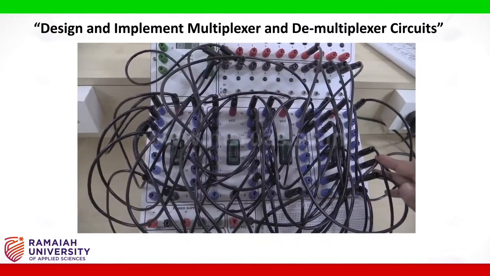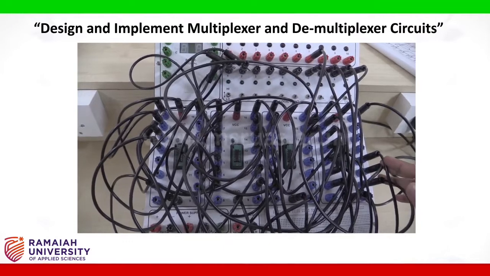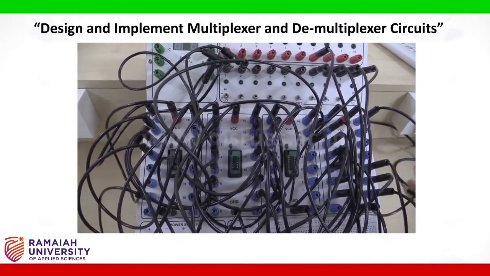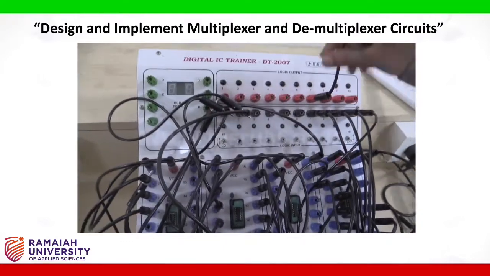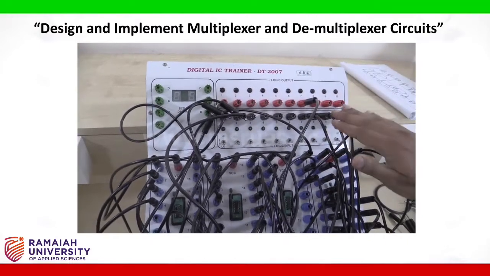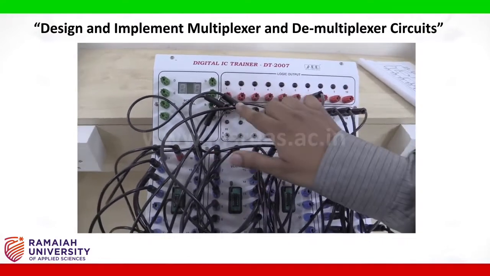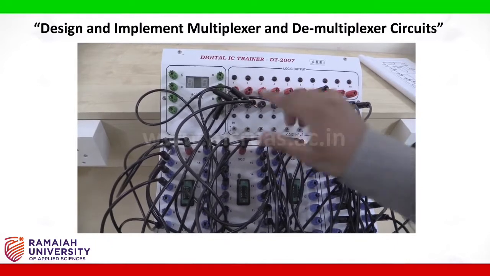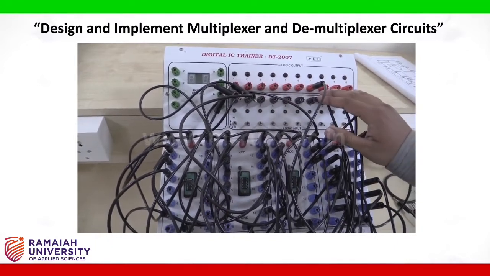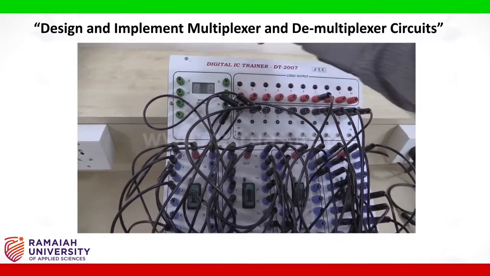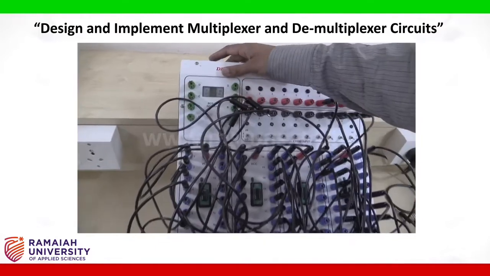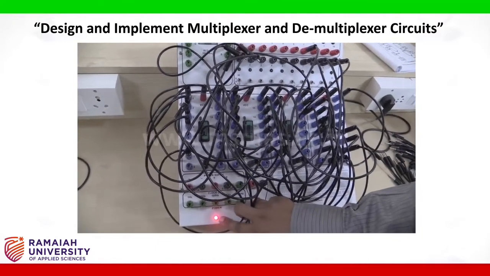Now let us check the output of the 4:1 multiplexer according to the truth table. You can see there is 1 output and there are 4 inputs. Based on the selection of the input selector lines, the output will be chosen. Before doing that, we have to turn on the power supply to the digital IC trainer kit. So power supply is on.